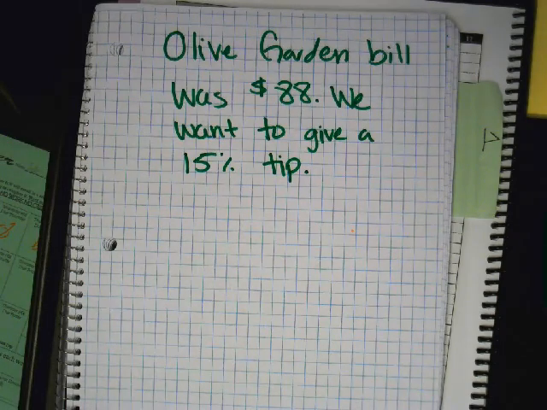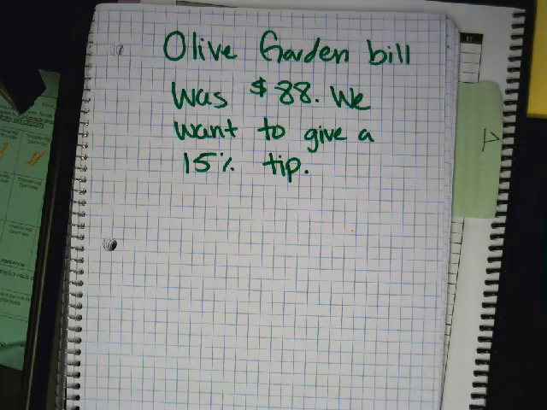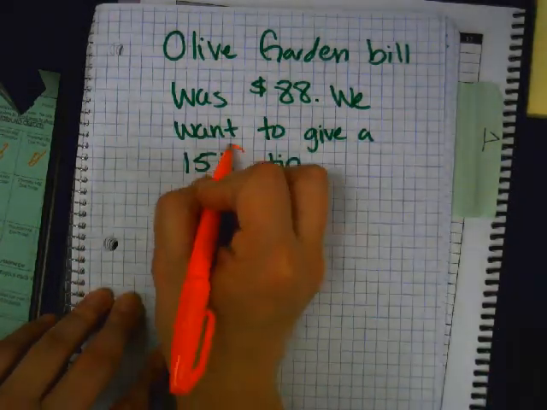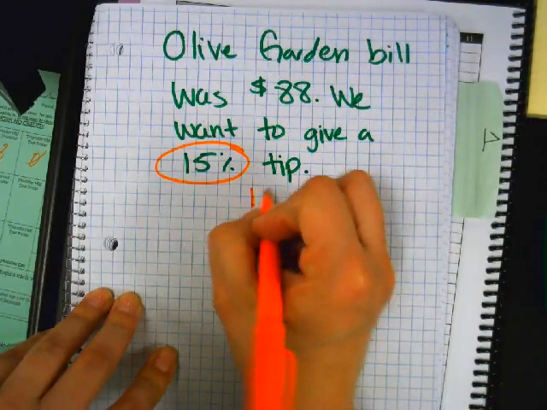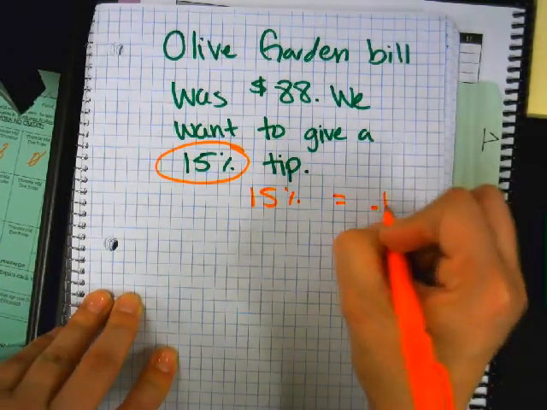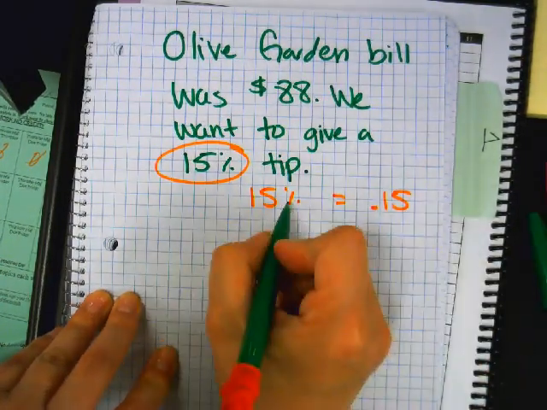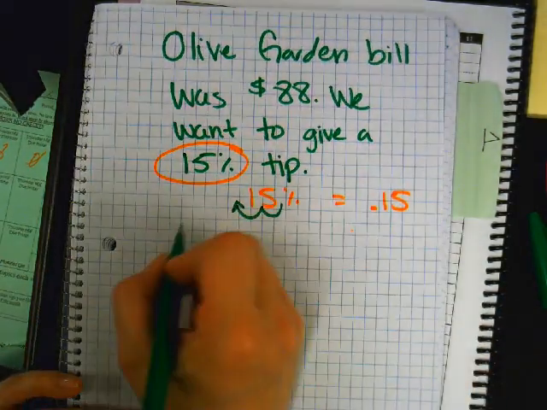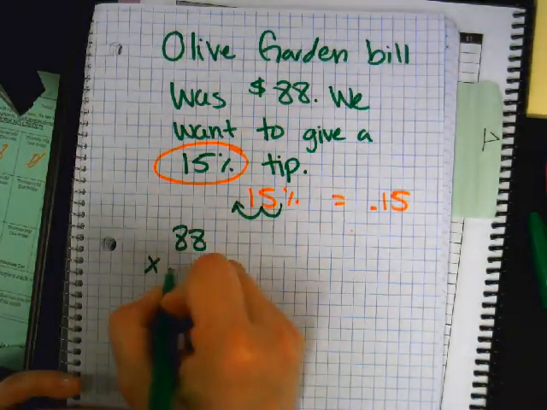So how much tip am I going to leave the waiter, waitress, and then how much am I going to spend in total? Because I still got to pay for the food. So is it 0.15? Yes. So, 15% is equal to 0.15, correct? You move it two times. One, two. No need to add a zero. So 88 times 0.15.